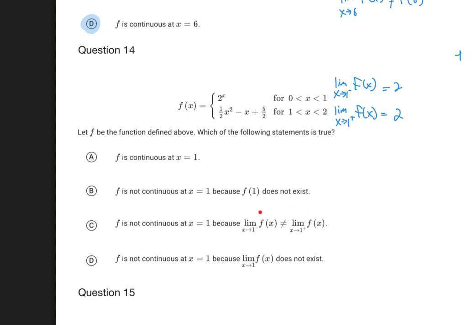So this isn't true. We know that these two limits do equal each other because they both equal 2, so this is not true. And then they say the limit doesn't exist. No, it exists because it equals the same thing from the left and right, so it's not that, not that. It's not continuous, and so B is the answer. It's not continuous just because f of 1 doesn't exist. That's the only reason.